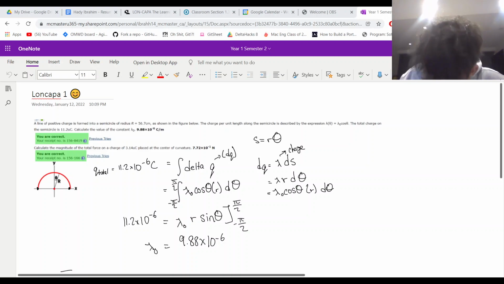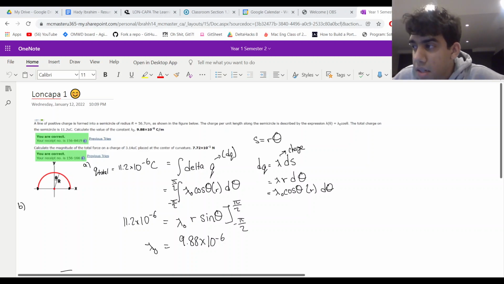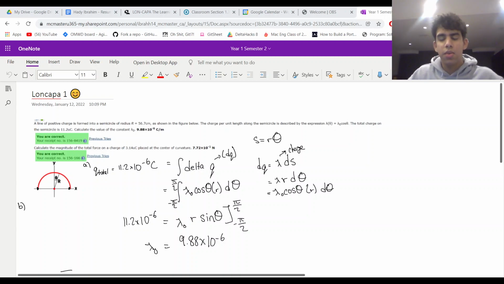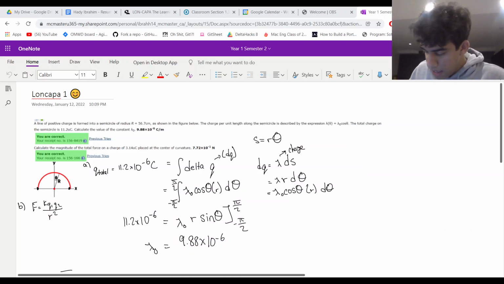And now on to part B. So we'll do B here on the side. All of this was A. Calculate the magnitude of the total force. We're calculating now the force exerted if there was a charge at the center. So we know that force is equal to K, Q1, Q2 over R squared, right? But from question 1, I'll highlight this again. We remember that our charge on the circle here is going to be represented by what's highlighted.